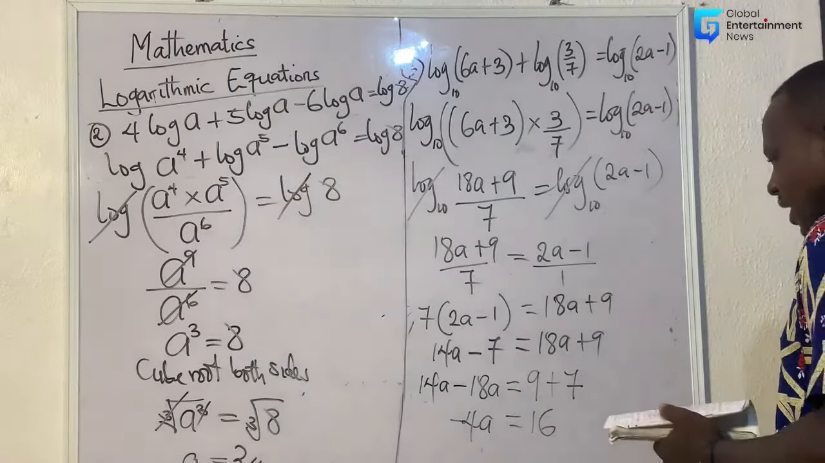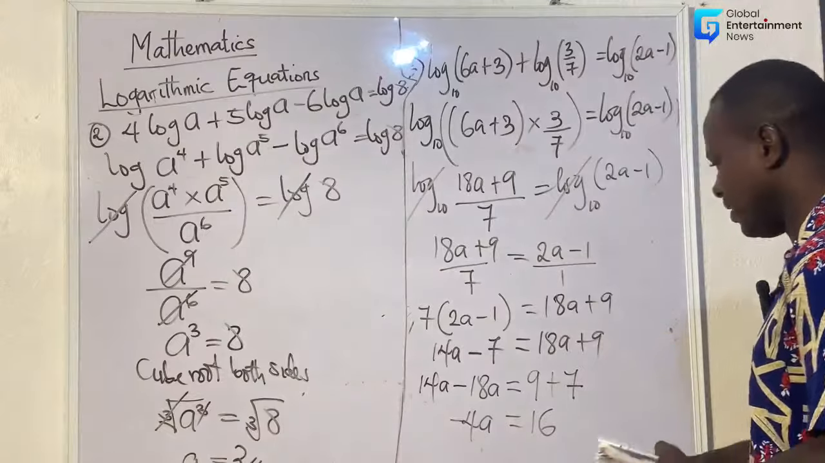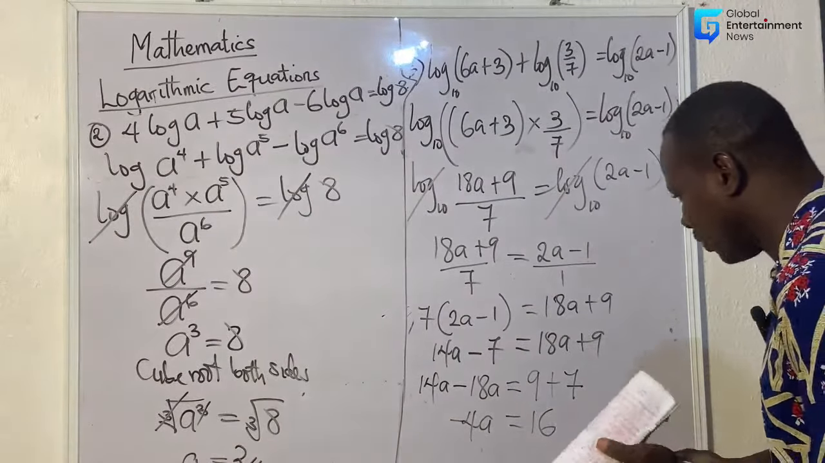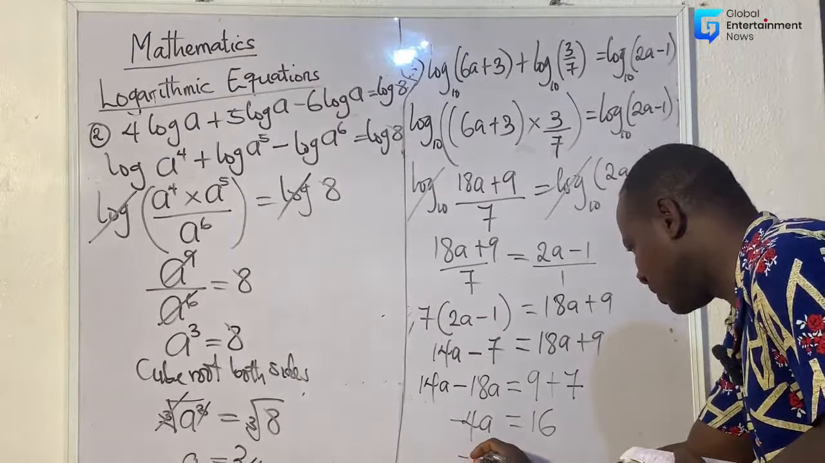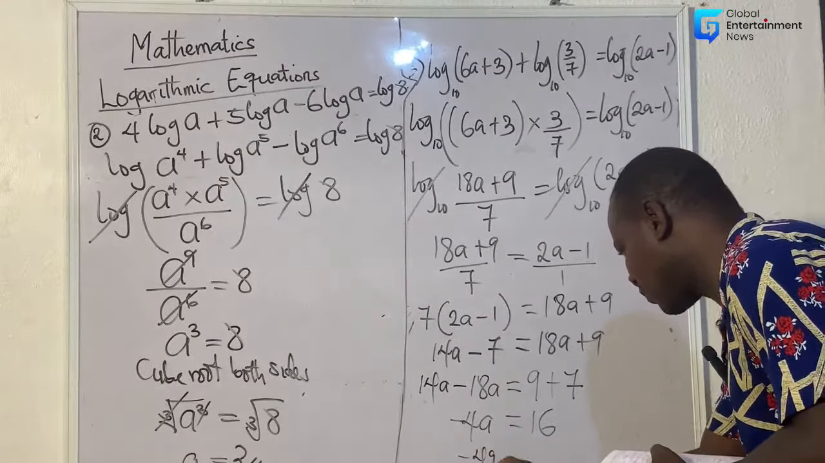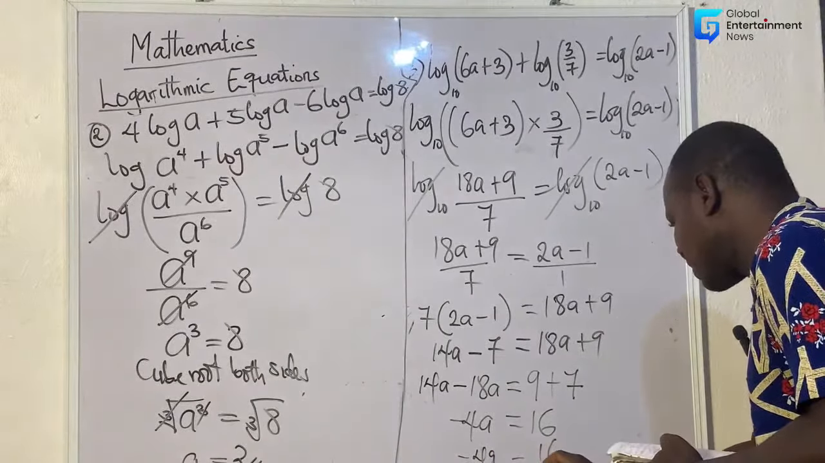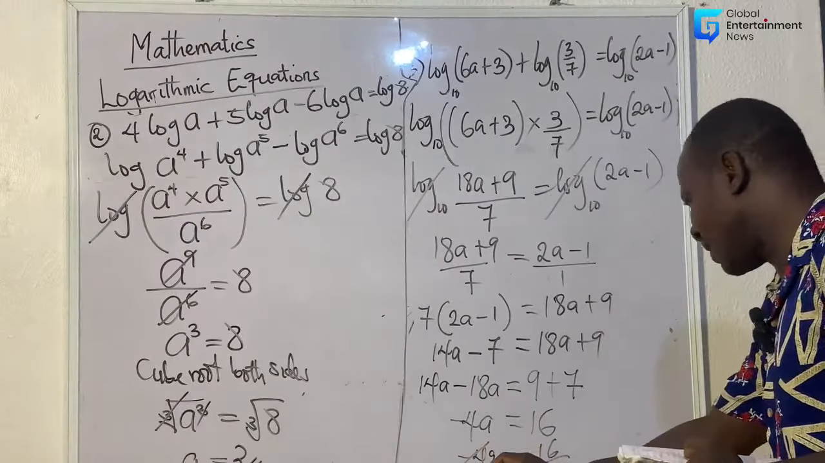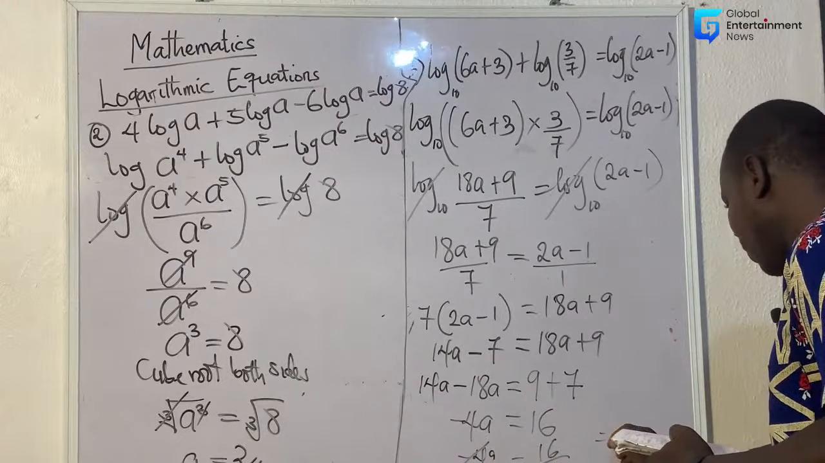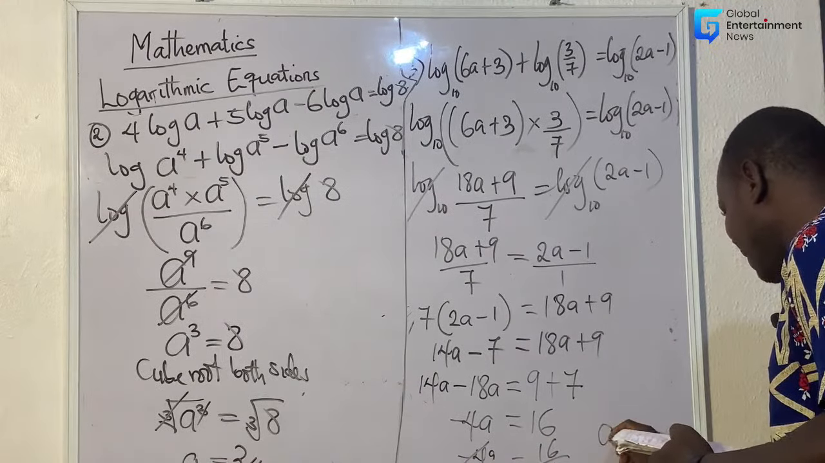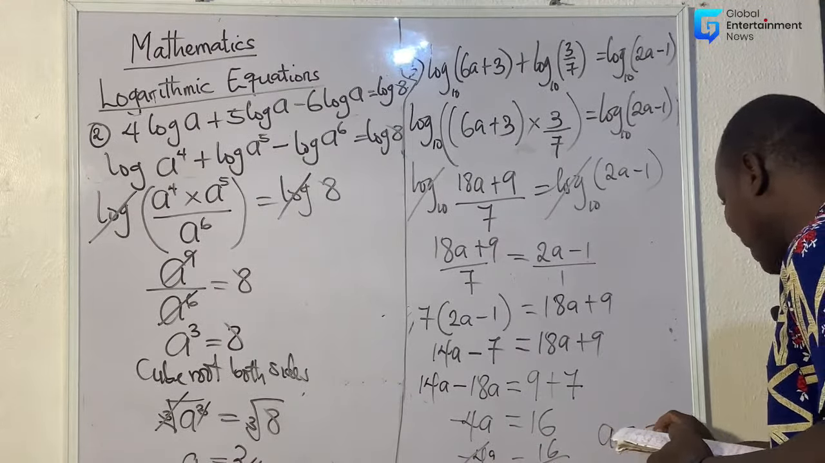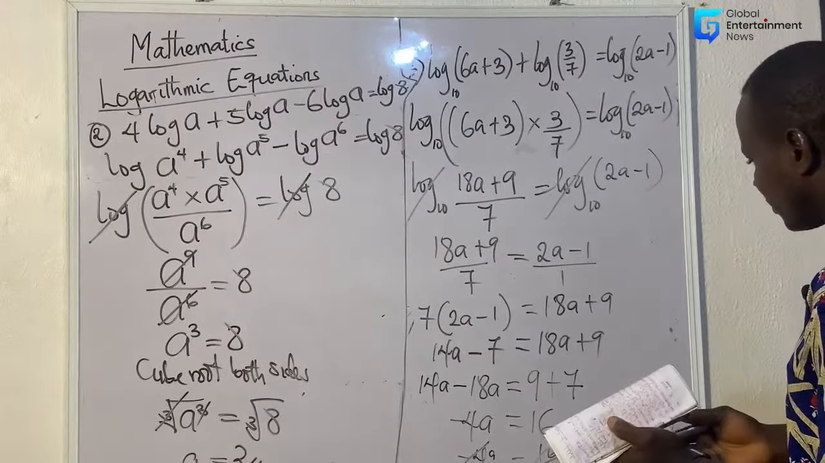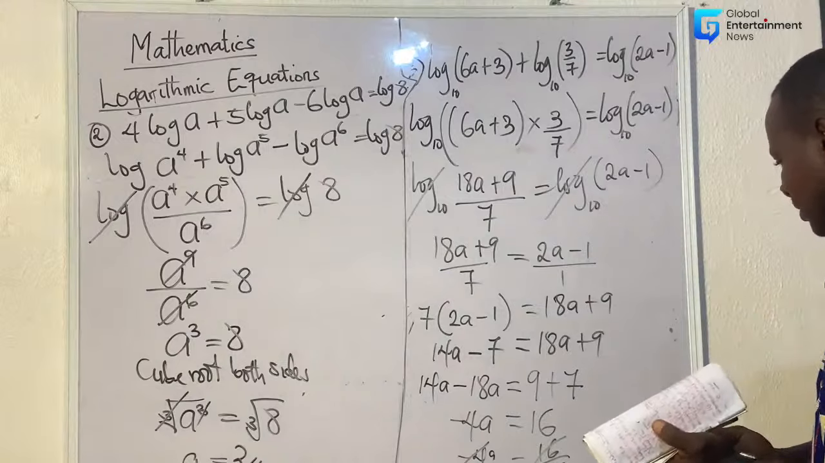So what is the next action? We divide both sides by the coefficient of a. And what is the coefficient of a that we have here? The coefficient of a is minus 4. So this one will be minus 4a over minus 4 is equal to 16 divided by minus 4. This cancels this. My final result now is, therefore, a is equal to minus 4. 16 divided by minus 4 is minus 4. My final result is a is equal to minus 4.